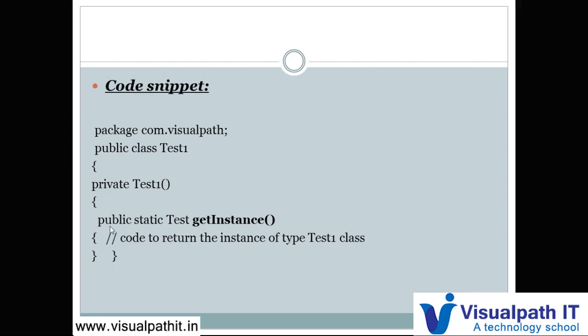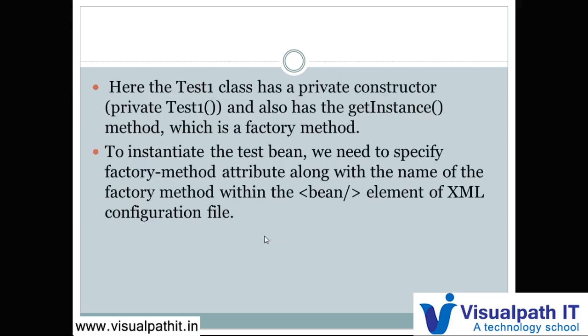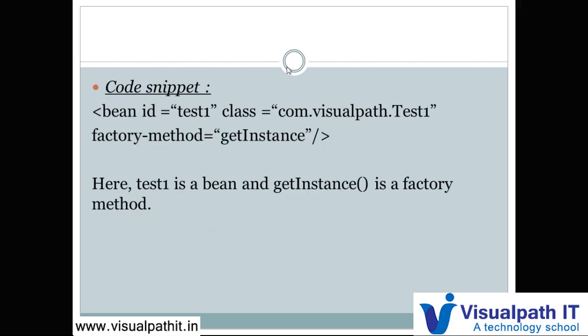See, for example, here: public static Test1 getInstance, code to return the instance of type Test1 class. This is the Test1 class. It has a private constructor, private Test1, and also has the getInstance method, which is a factory method. To instantiate this bean, we need to specify the factory-method attribute along with the name of the factory method within that particular bean element of the XML configuration file. This is what it means.